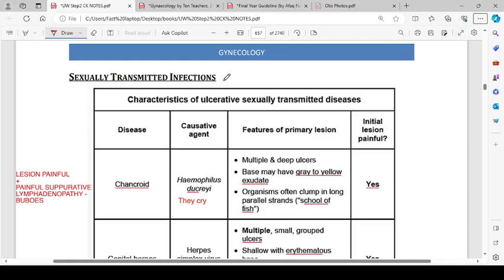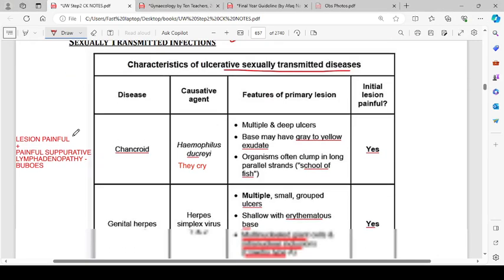Bismillahirrahmanirrahim. So last time we were doing sexually transmitted infections. So the characteristics of ulcerative sexually transmitted infection. The first one is chancroid. Causative agent is Haemophilus ducreyi.